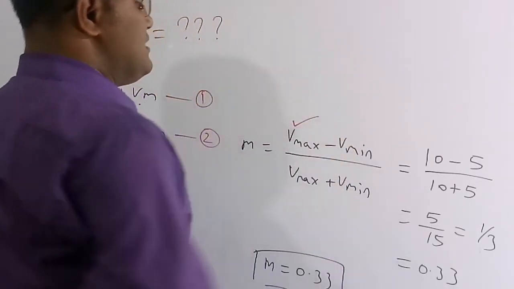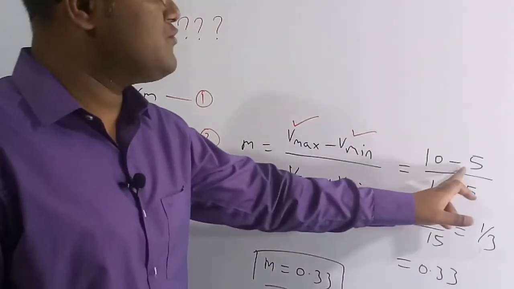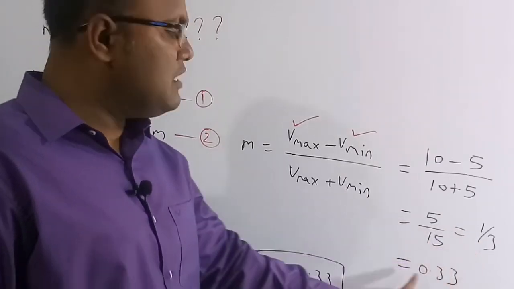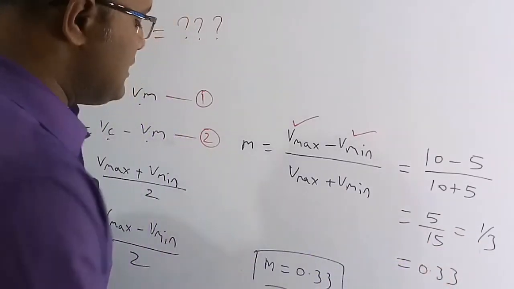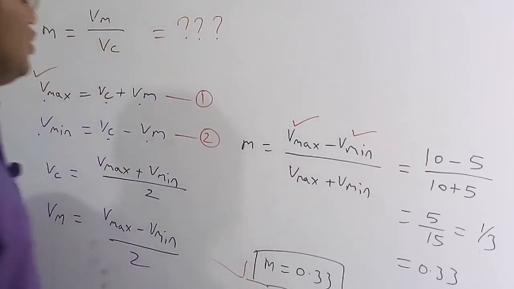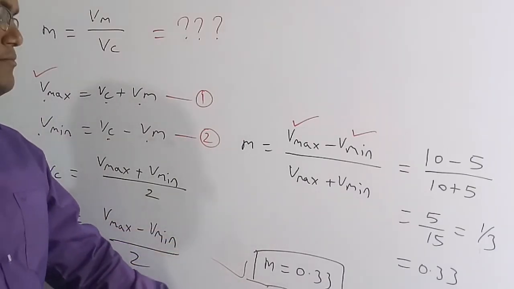The Vmax value is 10 and Vmin value is 5. If you substitute these values, we get (10 minus 5) by (10 plus 5), which is nothing but 5 by 15, which is 1 by 3. 1 by 3 means 0.33. Therefore the modulation index value 0.33 is the correct solution of this question. By using these formulas only, we can solve this question in a very easy manner.